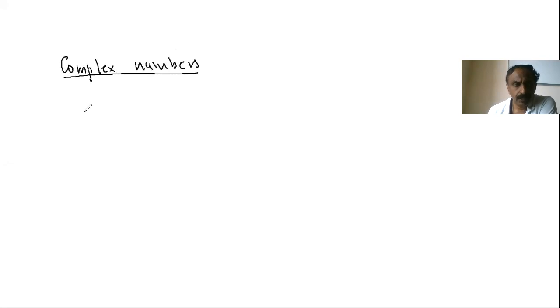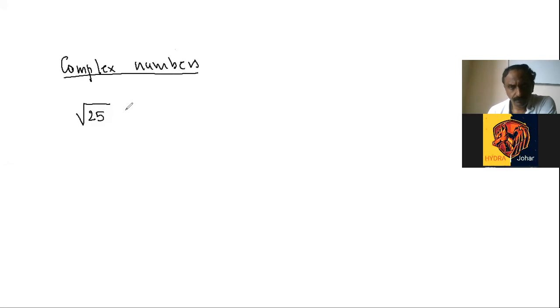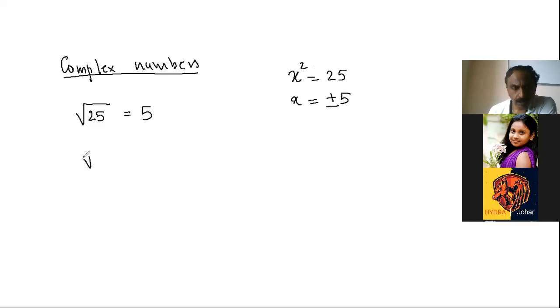First of all, you tell me, what is the square root of 25? 5. It is only positive 5, no plus or minus. But if I write x square is equal to 25, then x has two values, plus or minus 5. When I use the notation square root, it gives only the positive value. That means root of a, if a is a positive number, is always a positive number. It cannot be a negative number. Is that clear to you?